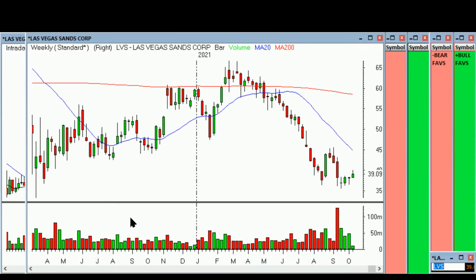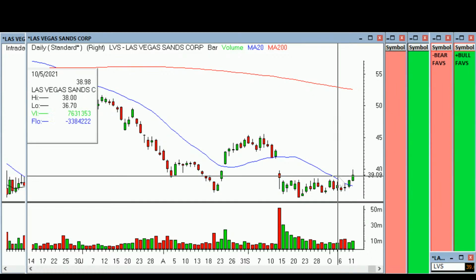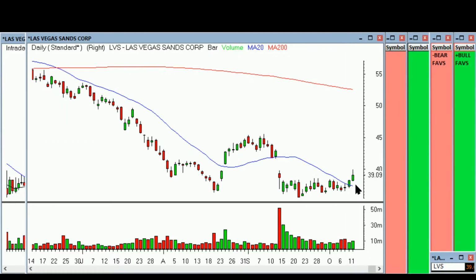Yeah, LVS looked pretty good today. Let's take a look at the daily chart of LVS. Looks higher, but the 20 MA hasn't flattened out. I like it when the 20 goes flat and then starts to point up. So I'm not gonna do it, really.